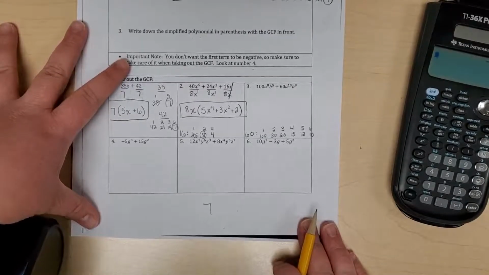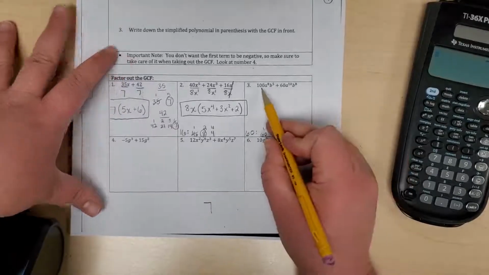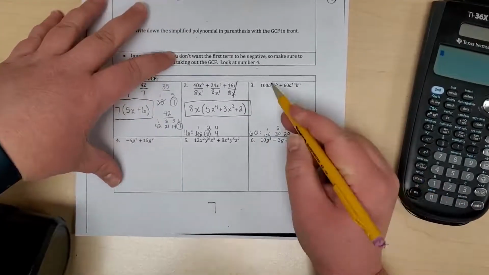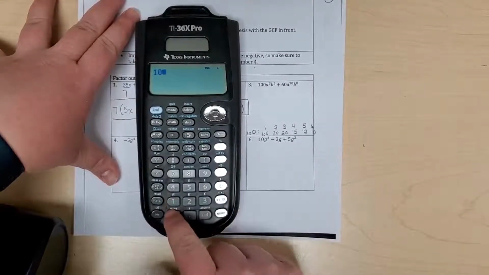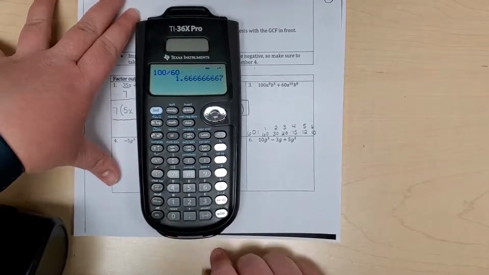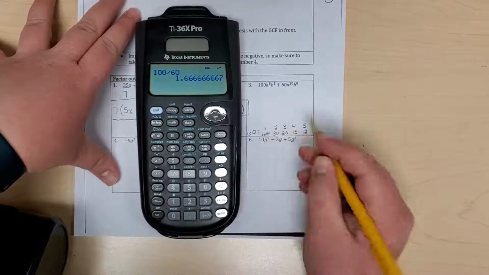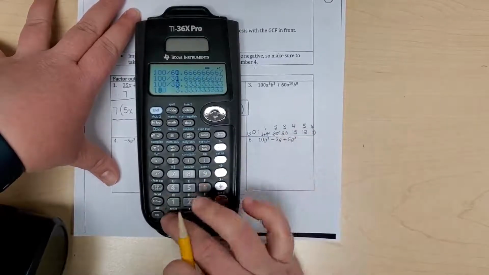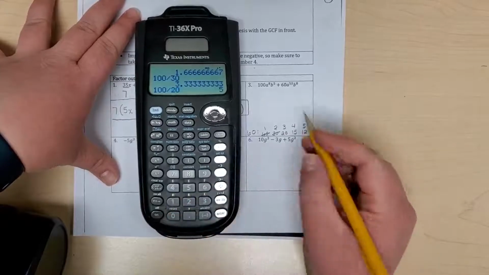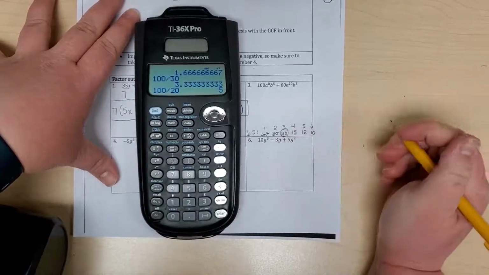Okay. So let's see which of these numbers 100 is divisible by. So let's start with the biggest. 100 divided by 60, not a whole number. So it's not 60. 100 divided by 30, nope. 100 divided by 20, yep. So 20 is my GCF.